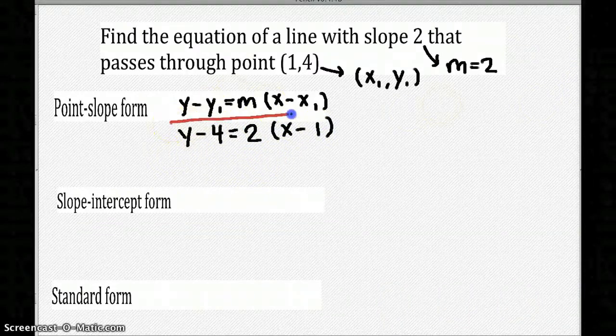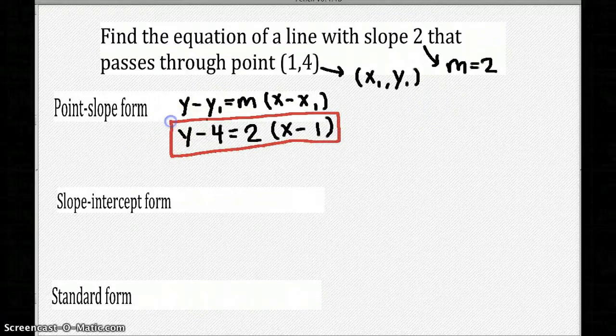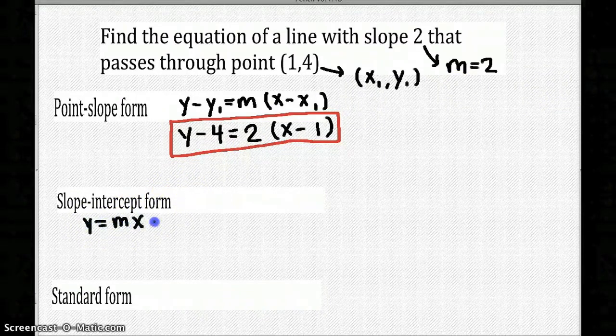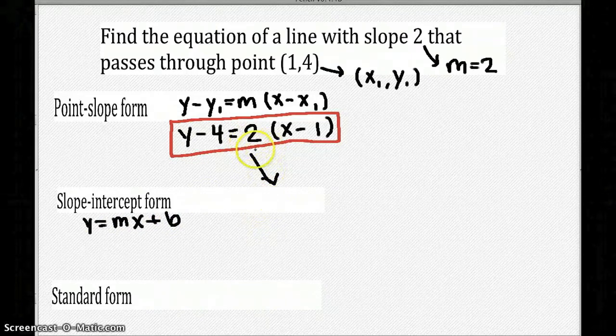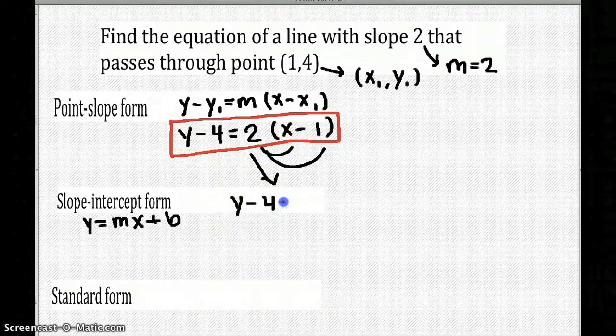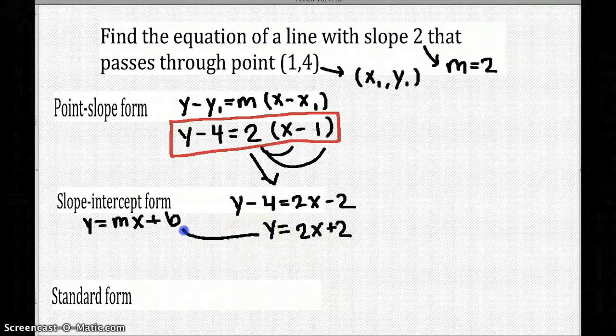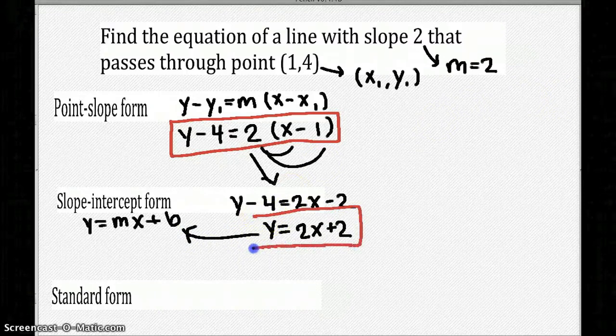I'm going to write this in red. So that would be the point-slope form. But then it says convert that to slope-intercept form, and this is y equals mx plus b. So we're going to take this equation, and first multiply 2 times x and then 2 times 1. So we get y minus 4 equals 2x minus 2. Then we can add 4 on both sides, and we get 2x, and negative 2 plus 4 is positive 2. This is in the same form as y equals mx plus b, so this is the slope-intercept form of the equation.